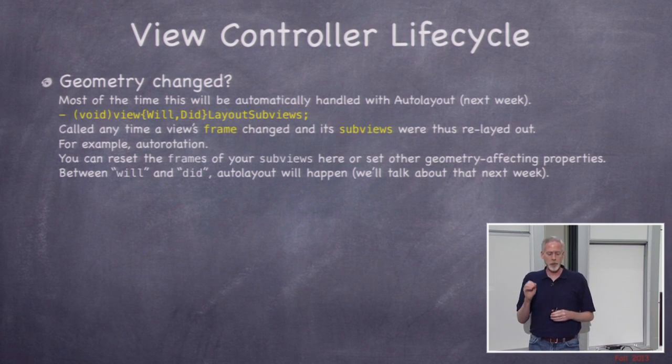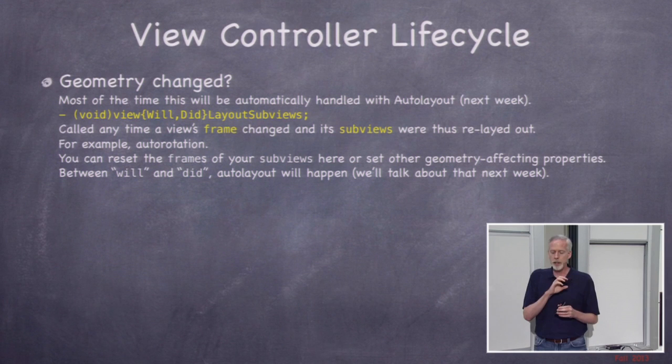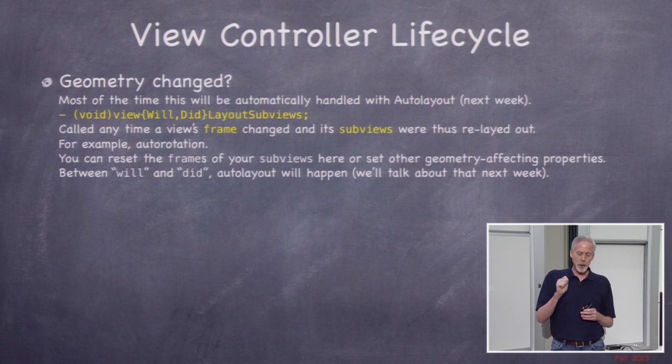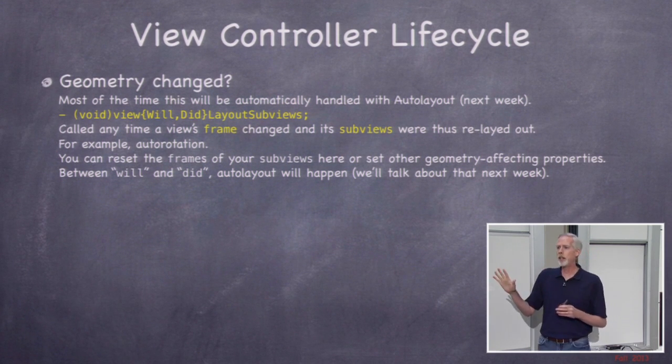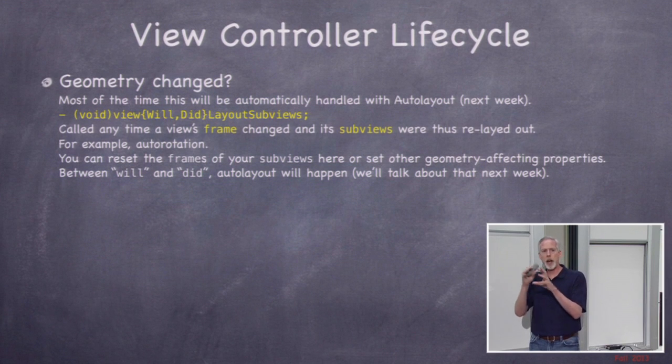Now, if there are some things that have to be moved manually, you have to move them by hand. If there's no way to express in the automatic layout rules where things go, then the best place to do it is probably in viewDidLayoutSubviews, because the system's already laid things out. Now you can move around the last few pieces that need to be laid out.